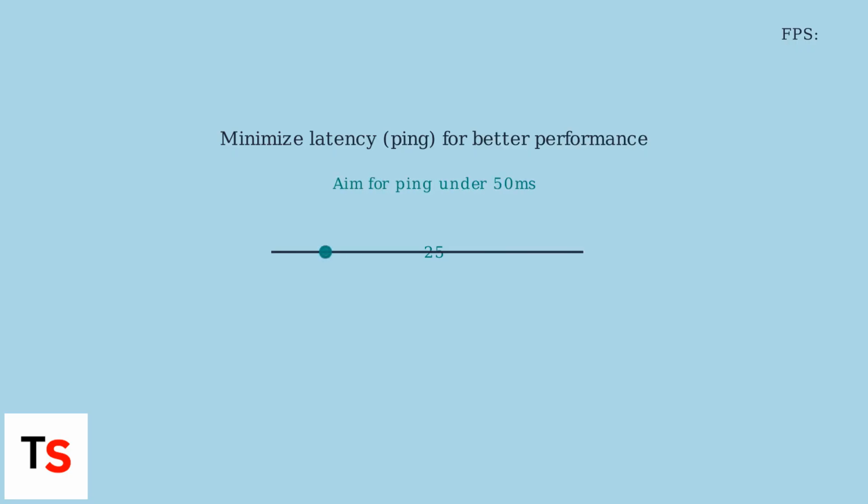Roblox relies on a stable internet connection for smooth gameplay. Network issues can cause lag and low FPS. Latency, or ping, measures response time. High ping causes delays. Ideally, keep it under 50 milliseconds for optimal gameplay.